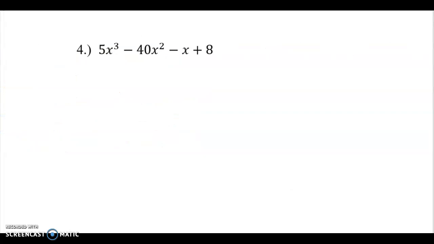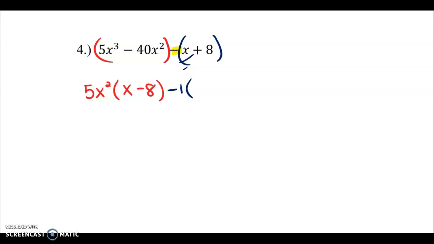Looking at the next one, group the first two, group the second two. Looking at the first one, I can pull out a 5x squared, leaves me with x minus 8. Looking at the second one, noticing that the leading coefficient is negative means I'm going to have to pull out a negative. And x and 8 don't have anything in common, so I'm going to be pulling out a negative 1. When I divide these by negative 1, I'm going to get x minus 8, which is good because I want those two parentheses to match.